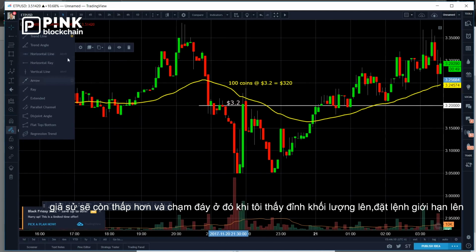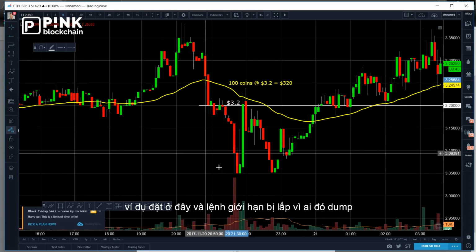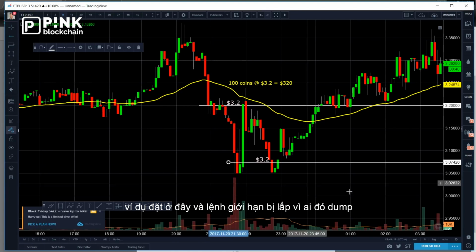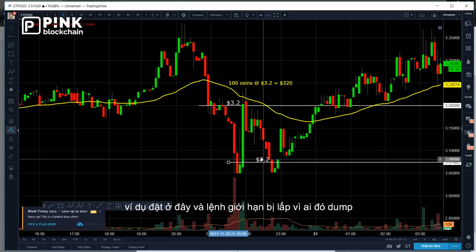And when it gets to the bottom there, right? When I see spikes in volume, I'll put limit orders up. And when I put my limit orders up, just for example, I put one right here, and my order actually gets filled because someone dumps into it.